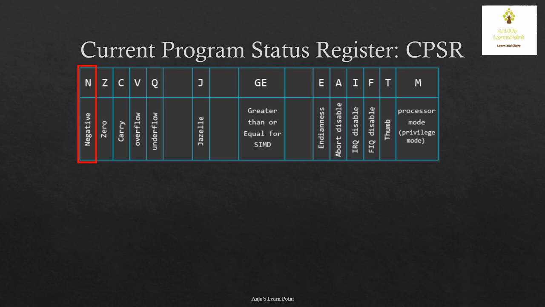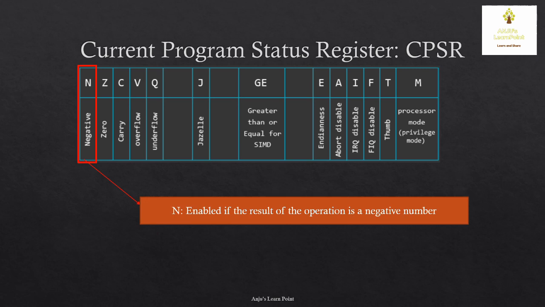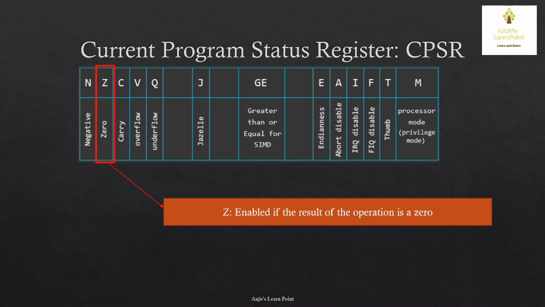So the first bit is the N bit, or the negative bit. It is enabled if the result of any arithmetic or logical operation is a negative number. Then the next bit is the Z bit, or the zero bit. It is enabled if the result of the operation, whether arithmetic or logical, is a zero.